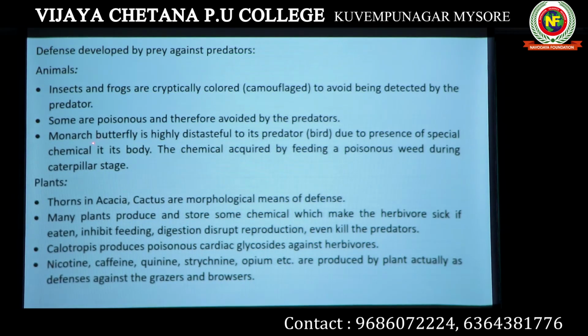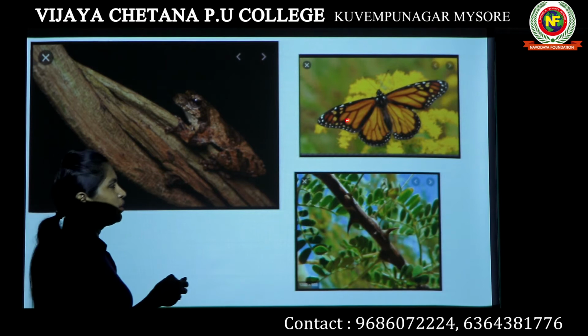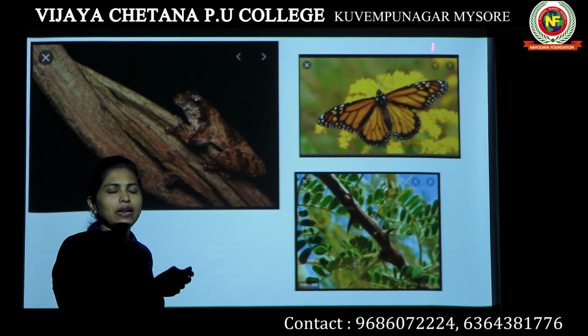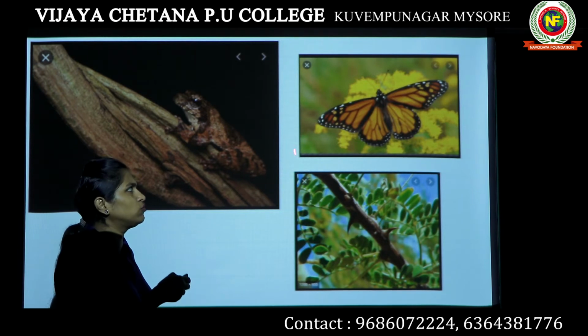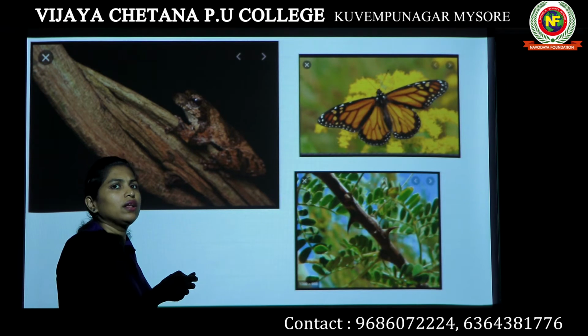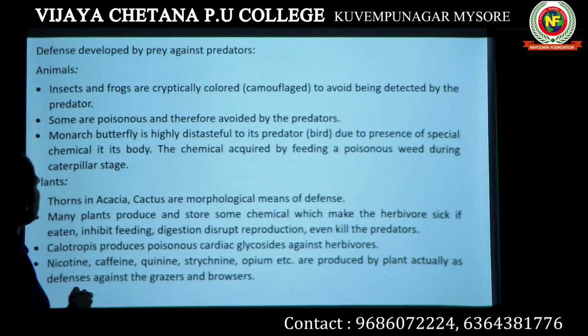Next, if you see an example, there is a butterfly known as the monarch butterfly. Okay, this is known as the monarch butterfly. It is a bright, beautiful butterfly. Usually, it is so attractive that predators feel like coming and eating it. There could be some birds, snakes, or frogs who will be interested in eating this particular butterfly.